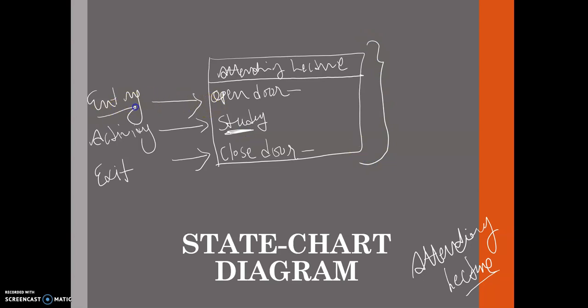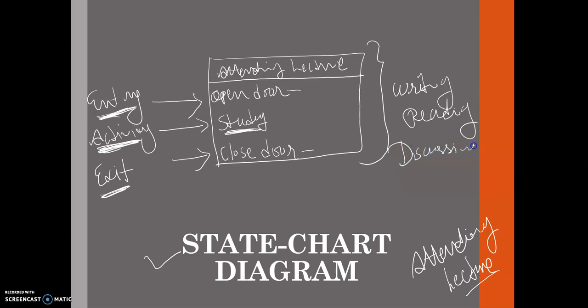First you take the entry. Always keep in mind, when we talk about the state chart, there is always an entry point and an exit point, and in between you're performing some activities. It can have a single activity or multiple activities, right? Like study. If I say study, it means you are writing, you are reading, you are discussing something. So these are the multiple states.